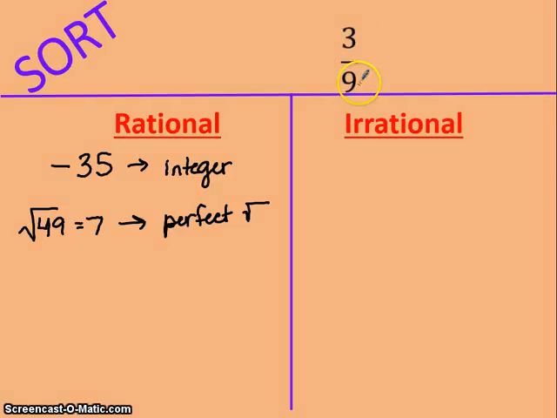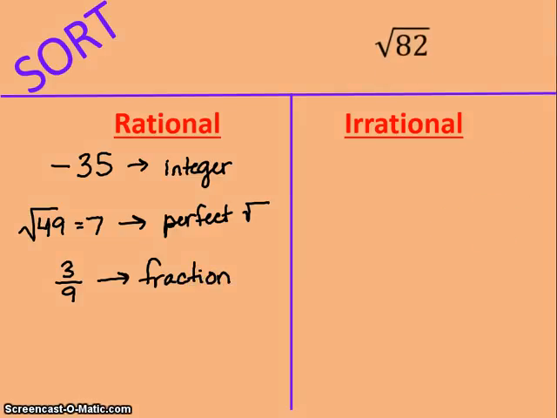3/9. 3/9 is a fraction. All fractions are rational. In fact, by definition, a rational number is any number that can be written as a fraction. So 3/9 is a rational number because it is a fraction.